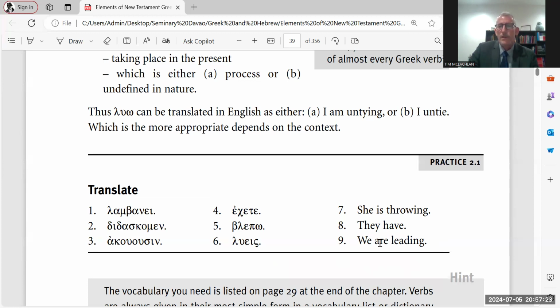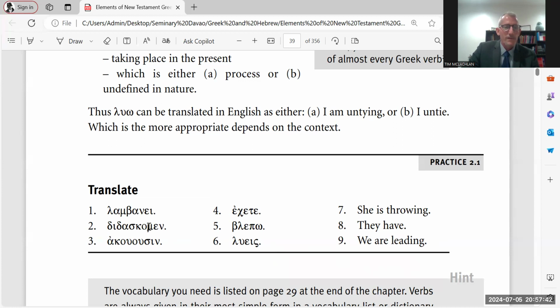We are leading. You know the word lead is ago. If you're not sure, you can look it up in the dictionary. And then omen. Okay, here's the word. There's the ending for omen there. That's the we, first person plural, omen. Okay.